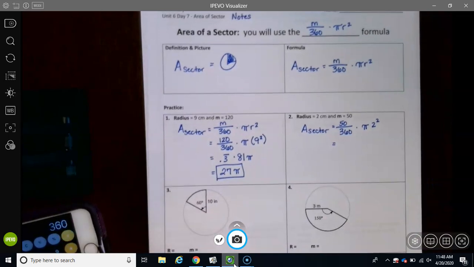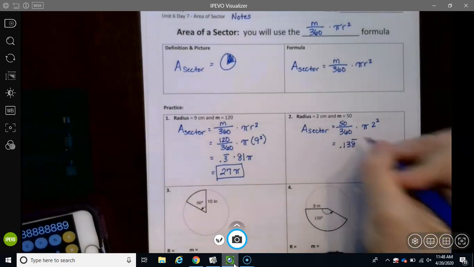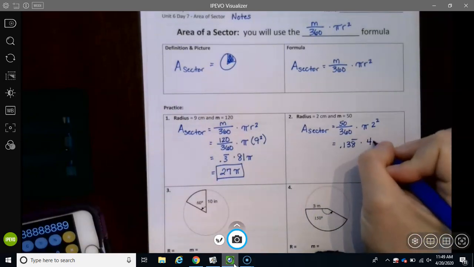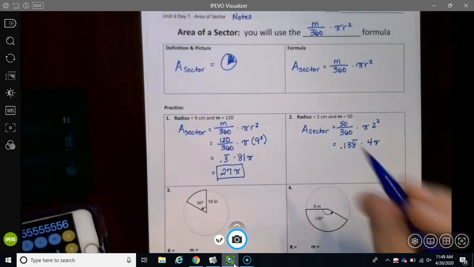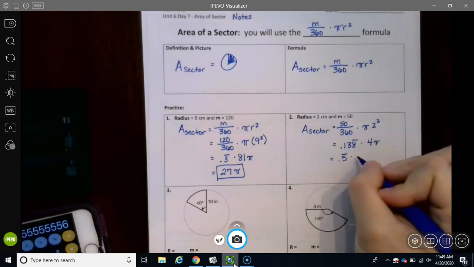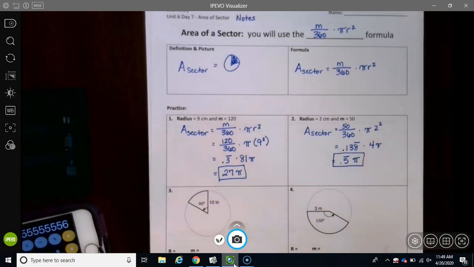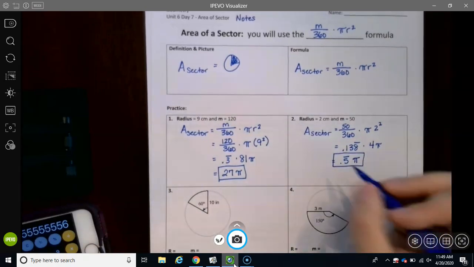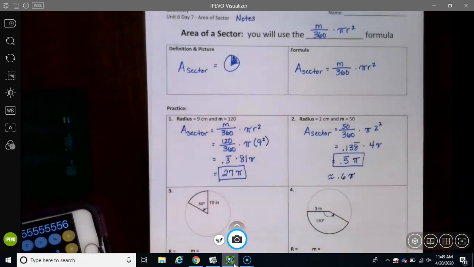50 divided by 360 gives me 0.13, and then the 8 repeats forever and ever. And we're going to take that times 4 pi, because 2 squared gives me 4. So 0.13 with 8 repeating times 4 gives me 0.5 repeating times pi. Again, if you answered where you rounded, then I would just put 0.6 pi and accept that as an answer as well. But that's more approximate, it's not an exact answer.